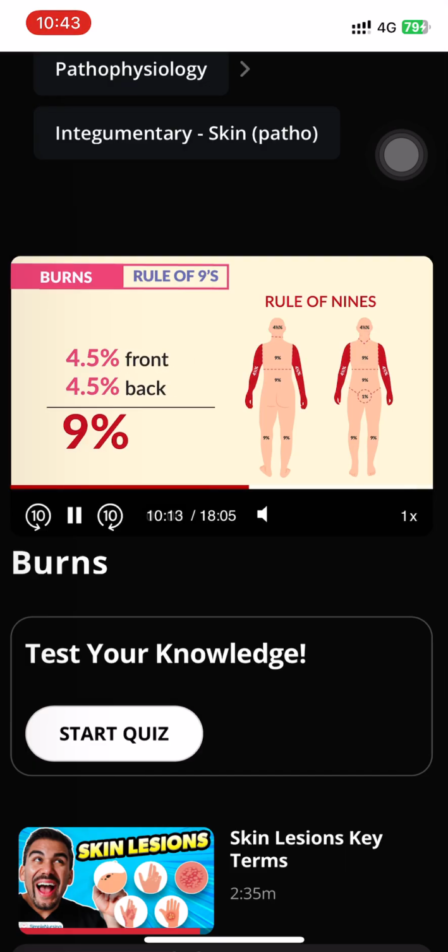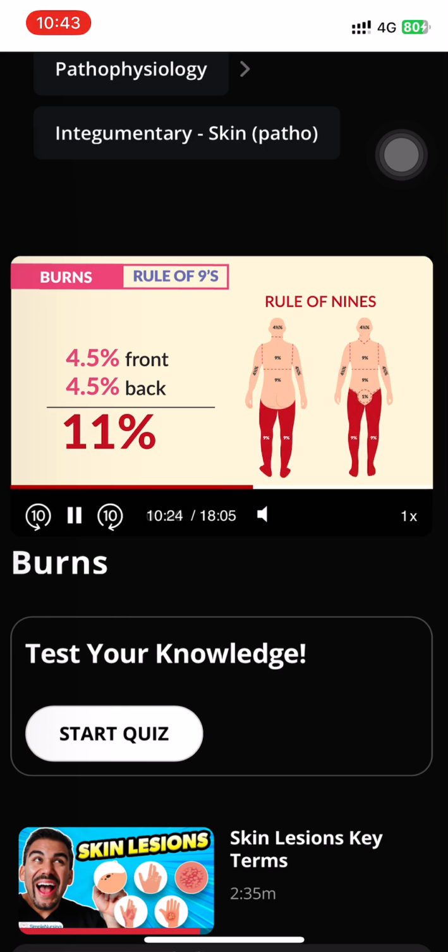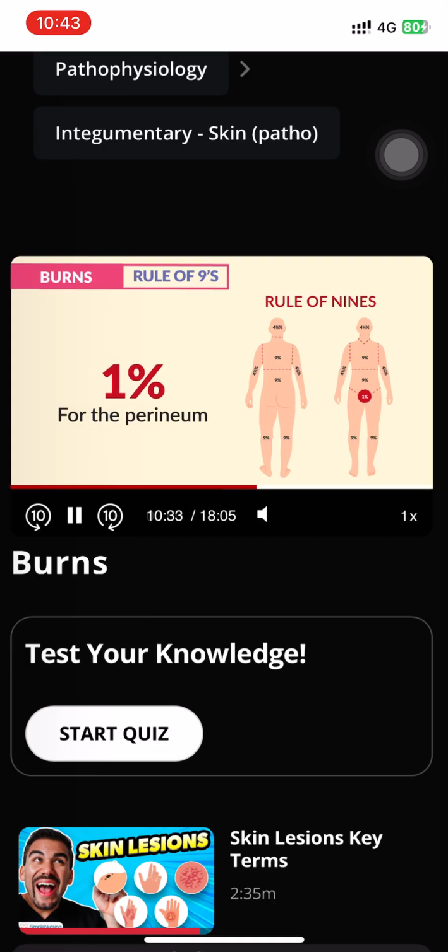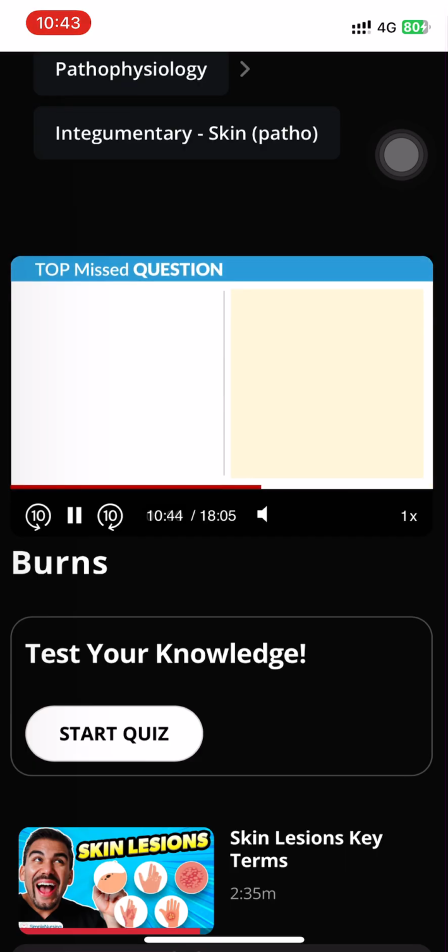Now the arms account for 9% total. Once again, 4.5% for the front, the anterior part, and 4.5% for the back, the posterior. And the same thing for the legs, but this is 18% total. So 9% for the front and 9% for the back. Now the most interesting part here is there's only 1% for the perineum. Wait, what? 1%? Okay, yeah. One, womp, womp, womp.